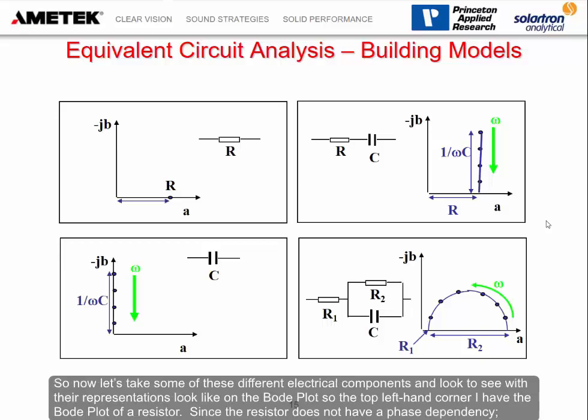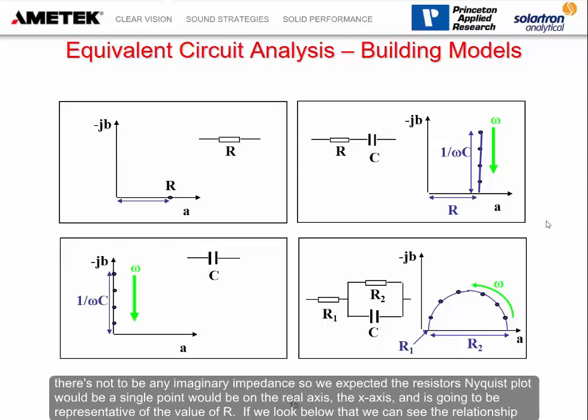So now let's take some of these different electrical components and look at what their representations would look like. In the top left-hand corner, I have the plot of a resistor. Since a resistor does not have a phase dependency, there's not going to be any imaginary impedance. So we expect that the resistor's Nyquist plot would be a single point. It would be on the real axis, the x-axis, and it's going to be representative of the value of R.